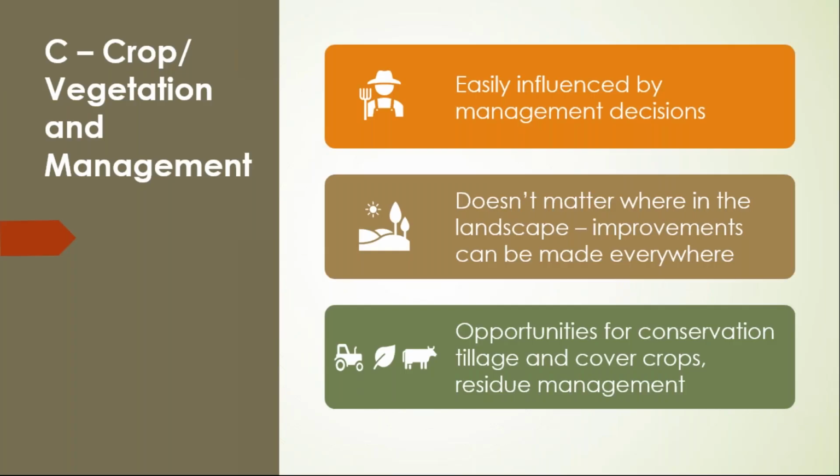So in summary of that crop vegetation and management factor, it's easily influenced by management decisions. It's one thing we can control quite easily. We can make those decisions at the beginning of the season. It doesn't matter where in the landscape you are. If you're having a problem, a lot of these tools are available to you to address those issues, whether you're at the top of the slope or at the bottom. And the opportunities for conservation tillage, cover crops, residue management, winter feeding strategically in locations, these are all ways that we can help mitigate some of the earlier risks that we were talking about.